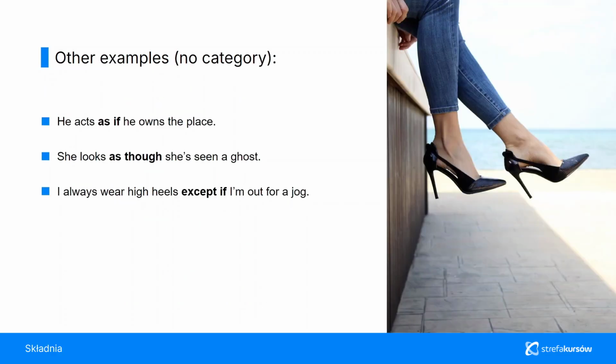Like I said at the beginning, there are also other types of subordinate clauses which don't really belong to any category, and I decided to show you three of them. So, he acts as if he owns the place. As if. She looks as though she's seen a ghost. Or, I always wear high heels except if I'm out for a jog.